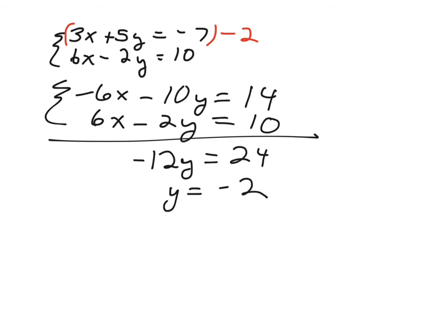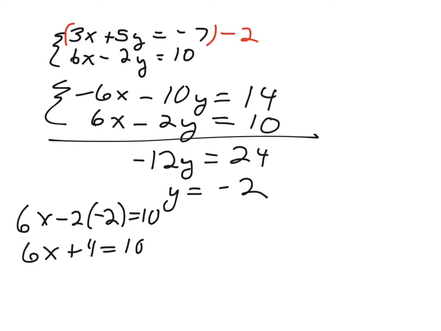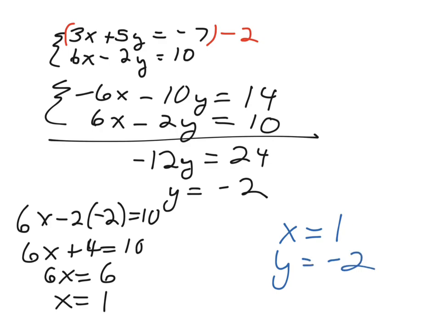And again, plug it into either one of the equations. I'll use the second equation this time. I get 6x plus 4 equals 10. 6x equals 6, or x equal to 1. So the solution is x equal to 1, y equal to negative 2. Okay, so I only had to multiply one equation on that one. Let's do another one.